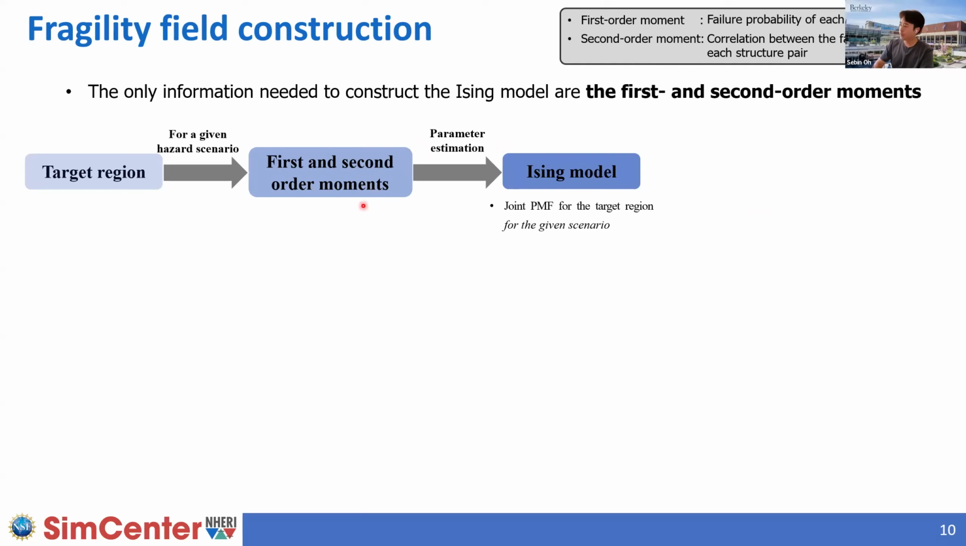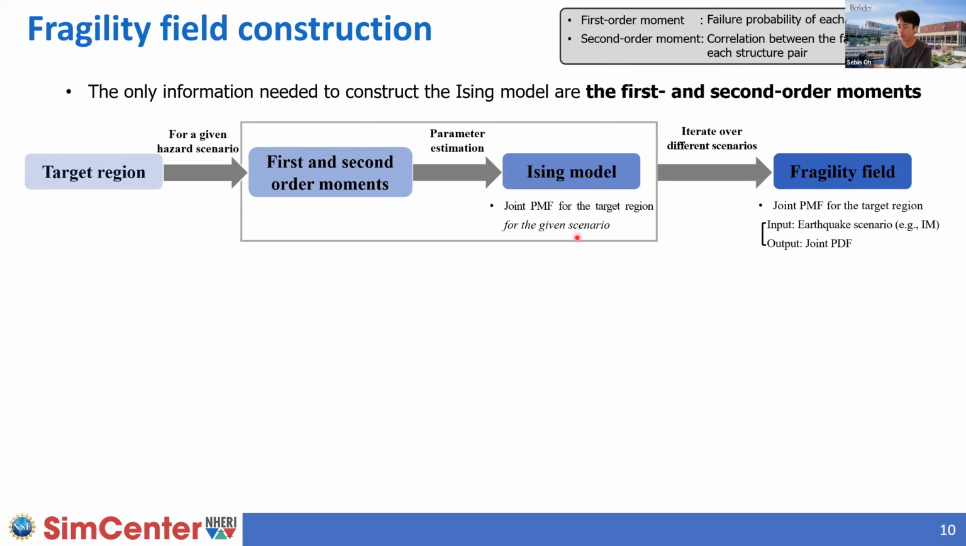And then we can construct the Ising model by estimating the parameters that will produce the given information, these two. This Ising model is the joint probability distribution for the target region only under the given earthquake scenario. And by iterating this process over different hazard earthquake scenarios, we can finally get the fragility field, that is the joint probability distribution for the target region. It takes the hazard scenario as an input and gives you the probability of each possible configuration of a region.